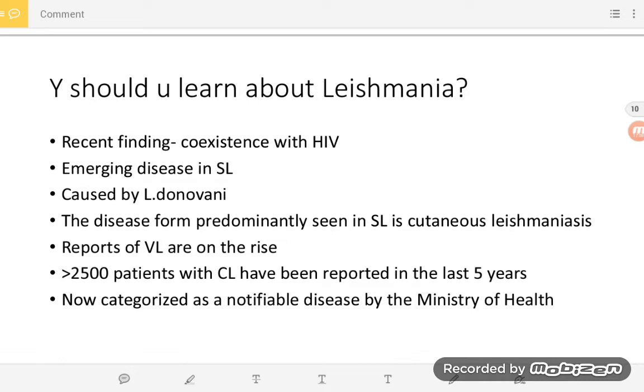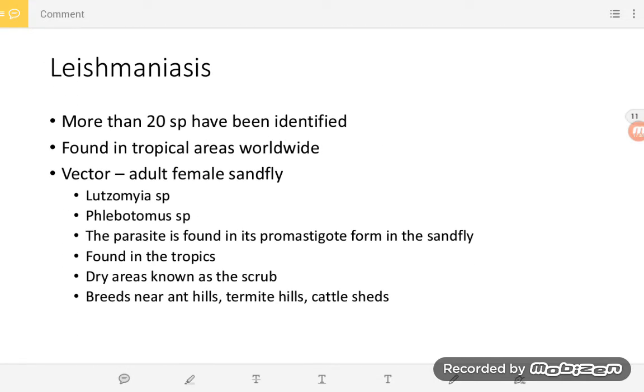So in the case of leishmaniasis, it is an emerging disease in Sri Lanka. It is caused by Leishmania donovani in Sri Lanka. Leishmania donovani produces cutaneous leishmaniasis in Sri Lanka. And for leishmaniasis, more than 20 species have been identified worldwide.